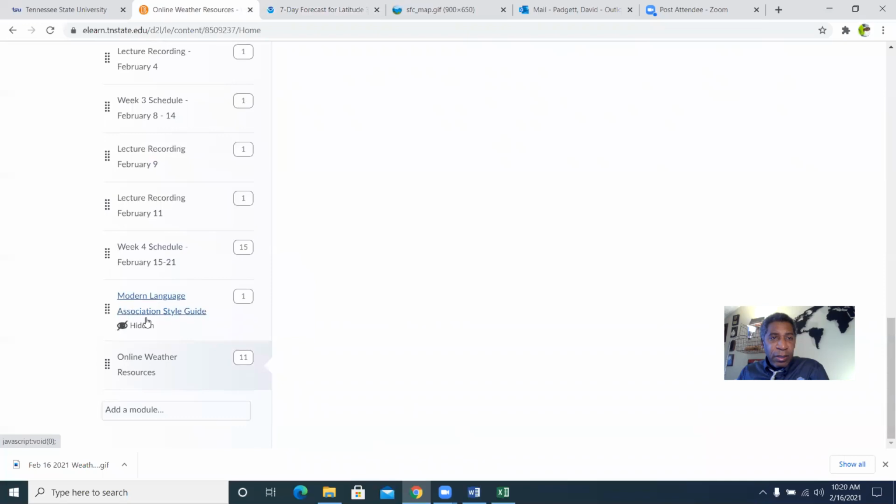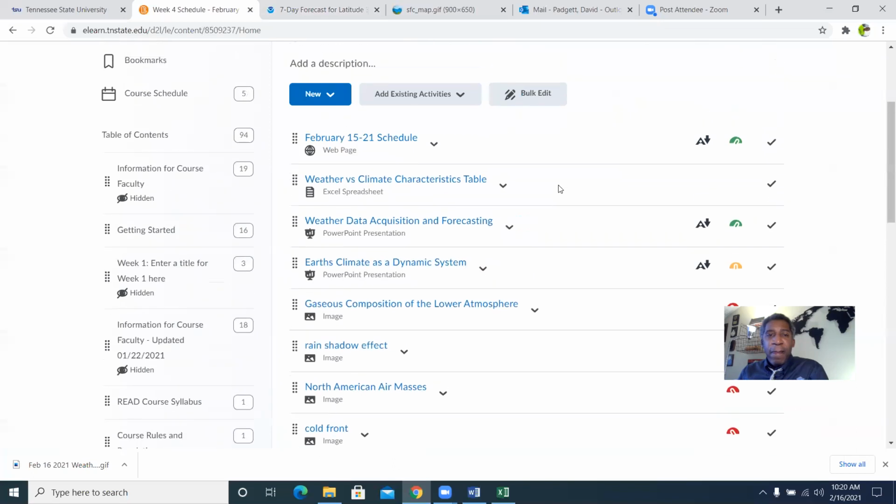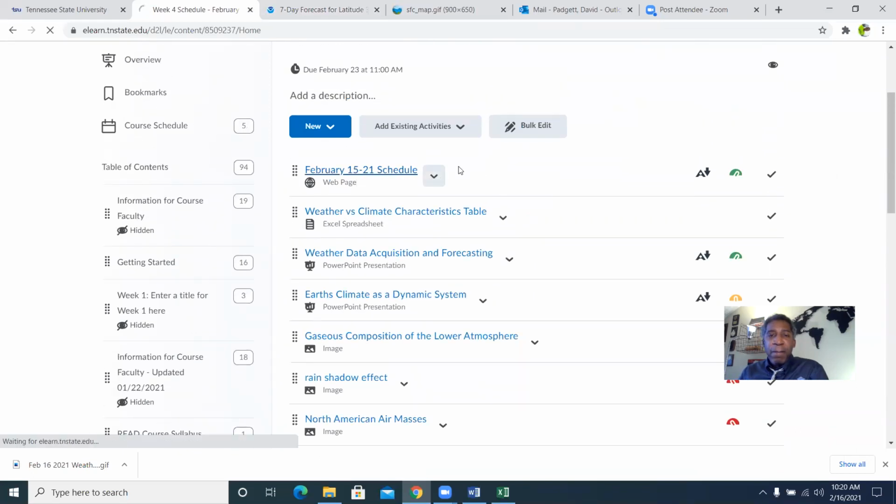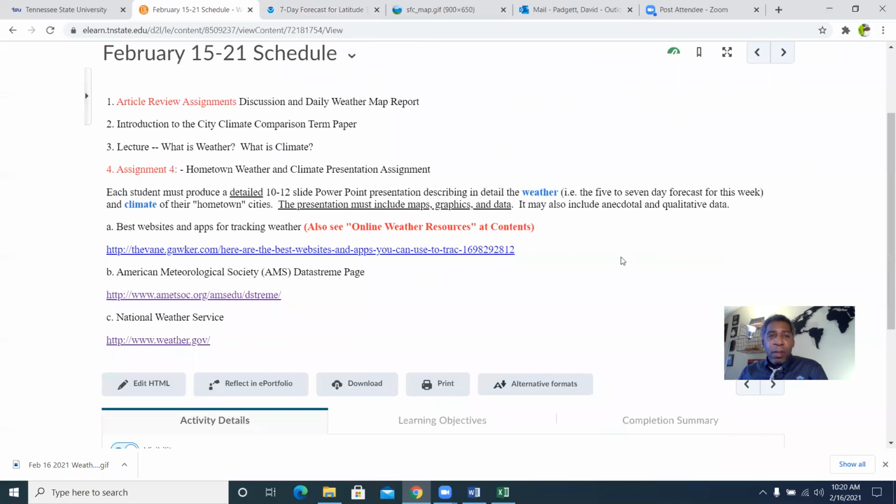And so let's go back to our week 4 schedule again, and the assignment. Okay, so assignment 4, hometown weather and climate presentation assignment. Each student must produce a detailed 10 to 12 slide PowerPoint presentation describing in detail the weather and climate of their hometown cities. So it must include anecdotal and qualitative data. So what does that mean?